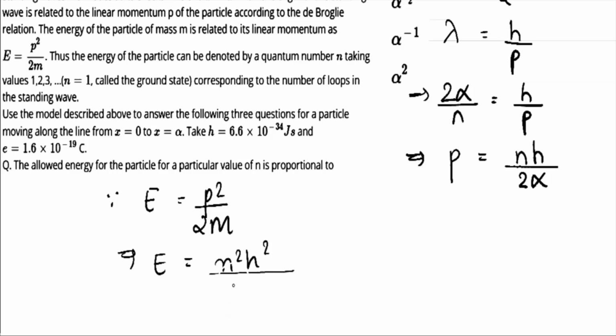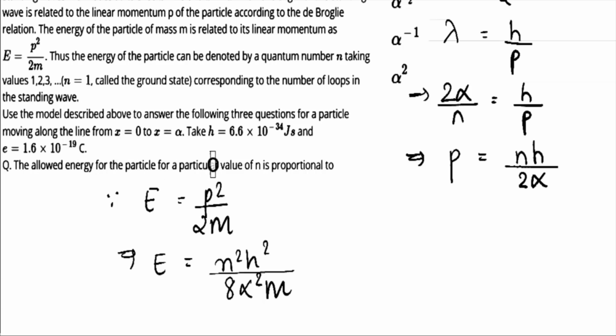2 into 4. So that is 8 alpha square m, right? So the energy of the particle can be denoted by a number n taking values 1, 2, 3, corresponding to the number of loops in the standing wave. Use the model described above to answer the following 3 questions for a particle moving along the line from x equal to a to x equal to alpha. H is this and E is this, the value.